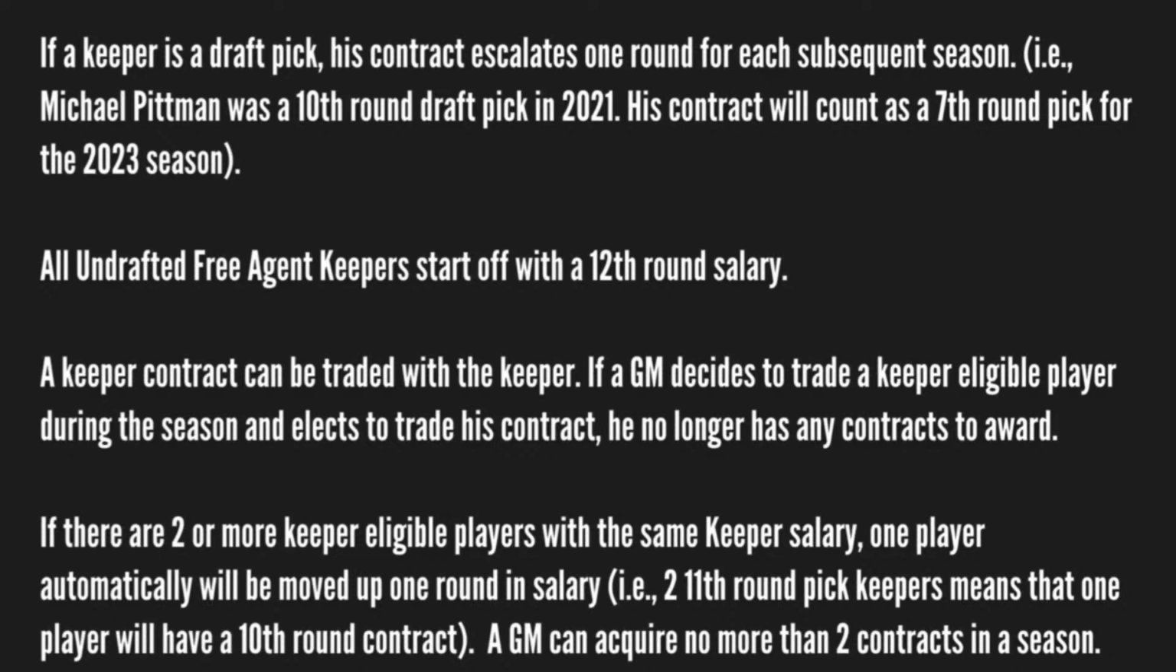The keeper contract can be traded with the keeper. If you have a player who is keeper eligible, like I have James Cook, I can trade him and his keeper contract goes with him. If I designate Achane and I trade him, that's it. That's my keeper for this season gone. I've chosen to give it to somebody else.